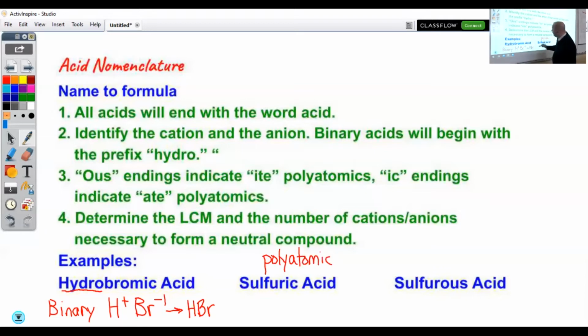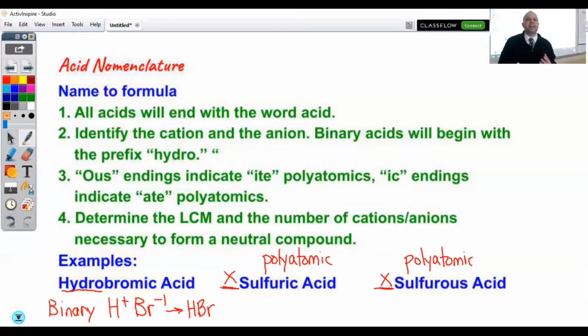You know that it's a polyatomic acid because there is no prefix hydro in front like we see on binary acids. Same thing here. No prefix here, no prefix here. So both of these are going to be polyatomic acids. The next thing that you do is that you look at the ending and try and identify it as OUS or IC.